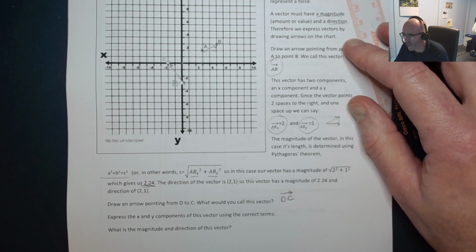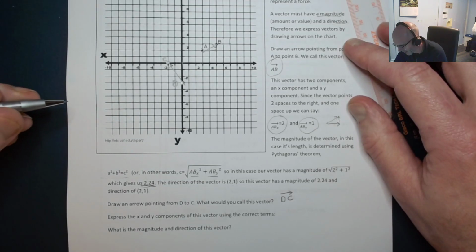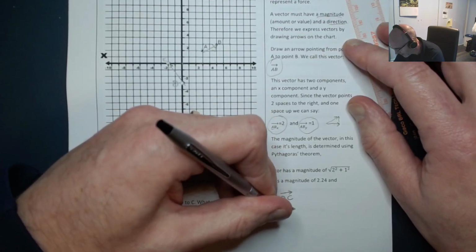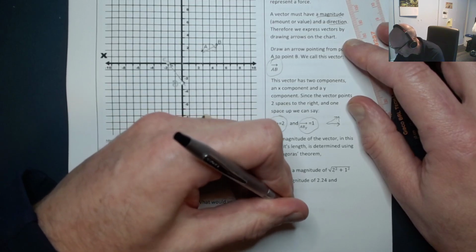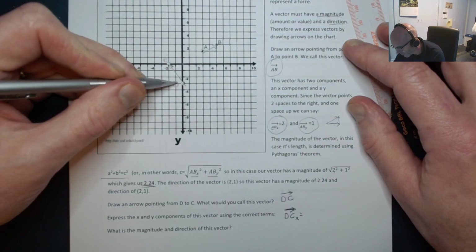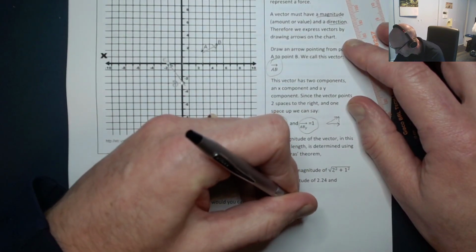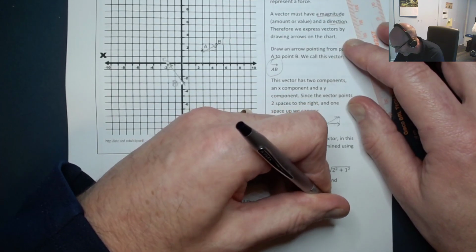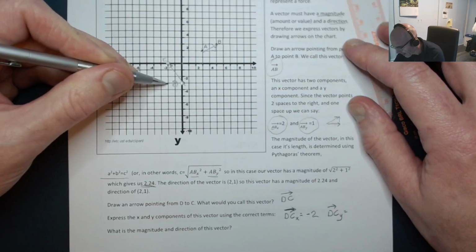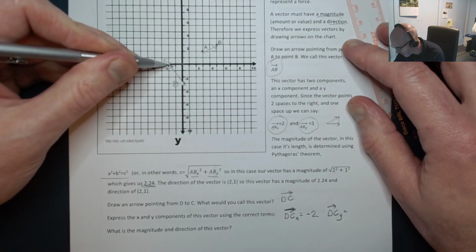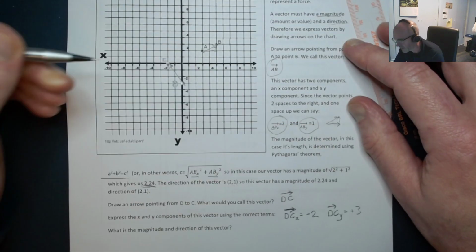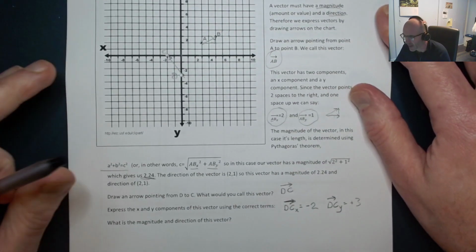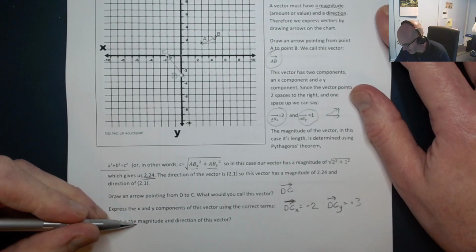Okay, the x and y components of this vector using the correct terms. So the vector DC has an x component of -1, -2. And the vector DC has a y component of 1, 2, 3. Positive 3. You could leave the positive out if you wanted. We assume it's positive unless somebody puts a negative in front of it. What is the magnitude and direction of this vector?